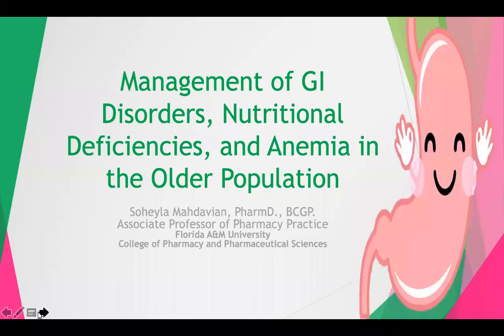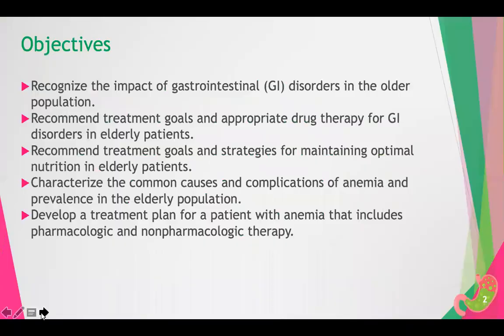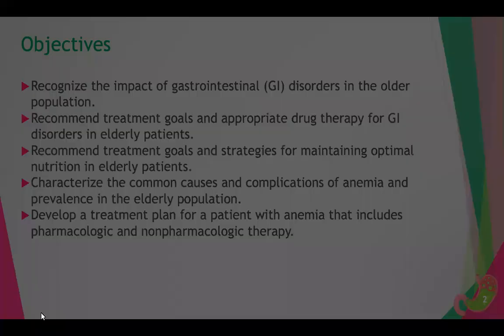So this lecture is going to be on management of GI disorders, nutritional deficiencies, and anemia in the older population. At the end of this presentation, you should be able to recognize the impact of those GI disorders in the elderly, recommend treatment goals and appropriate drug therapy for those disorders, recommend treatment goals and strategies for maintaining optimum nutrition, characterize the common causes and complications of anemia and prevalence in the elderly population, and develop a treatment plan for a patient with anemia that includes pharmacologic and non-pharmacologic therapy.